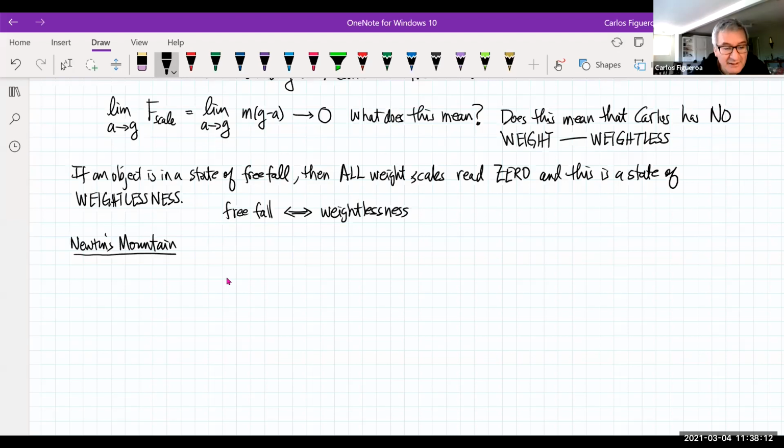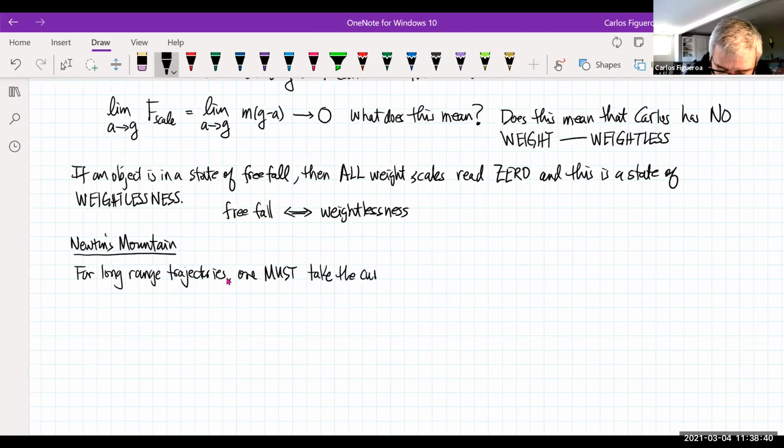It's pretty impressive. What it essentially says is this: for long range trajectories, one must take the curvature of the Earth into account. You have to take it into account.